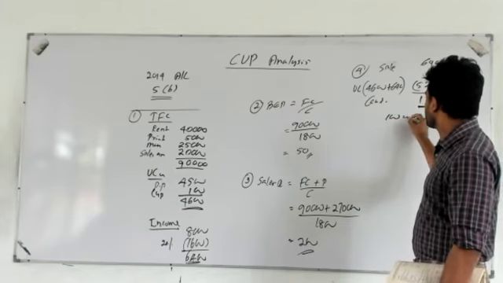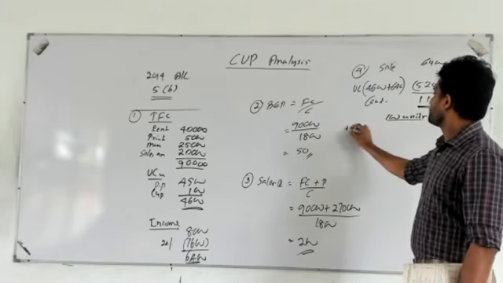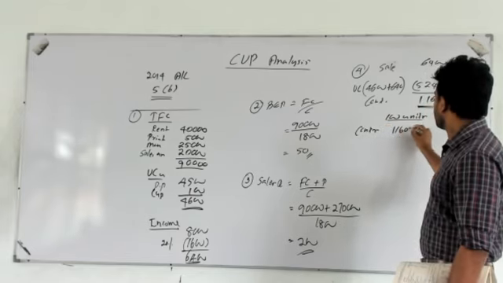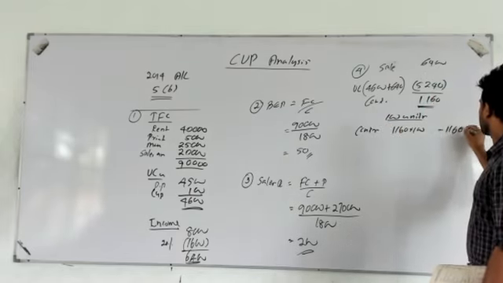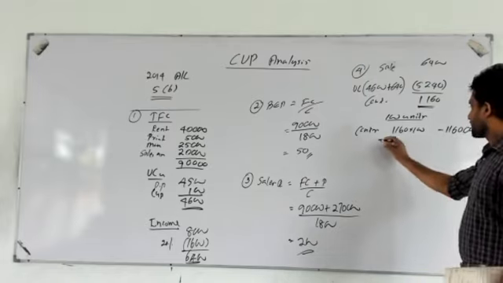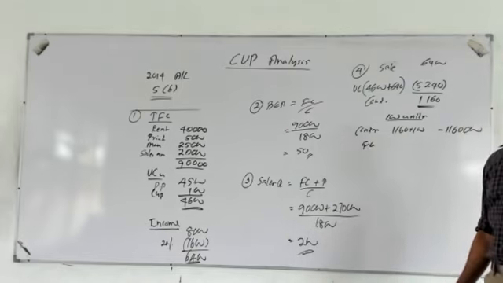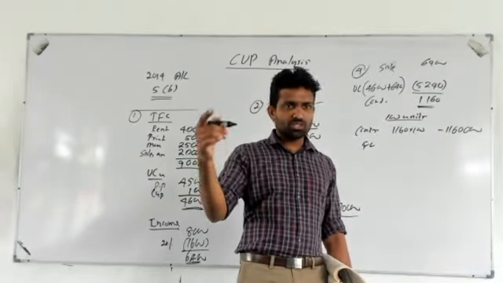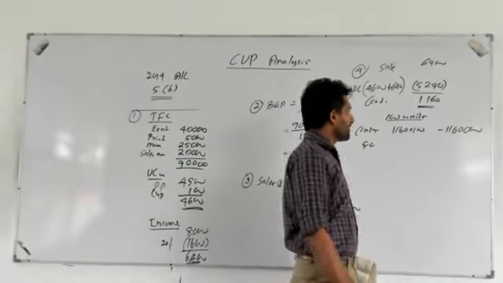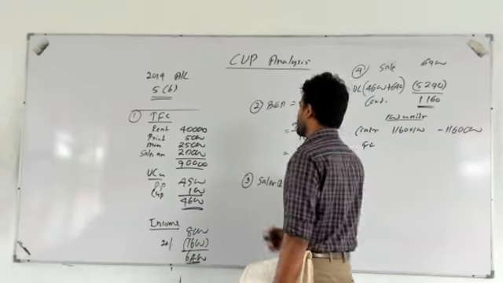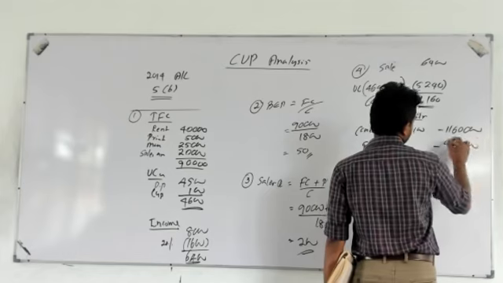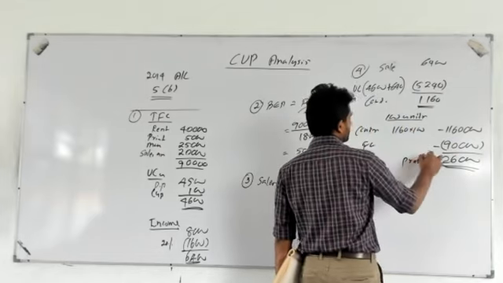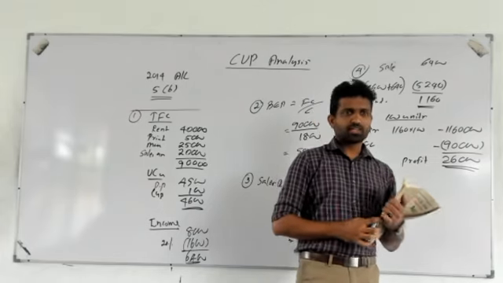When you are selling 100 units, straight away take your contribution: 1,160 into 100, 116,000. Contribution minus fixed cost equals profit. So that is the easiest way to calculate the profit. Sales minus variable cost is contribution. Contribution minus fixed cost is profit. Fixed cost doesn't change, 9,000. Your new profit is 26,000.